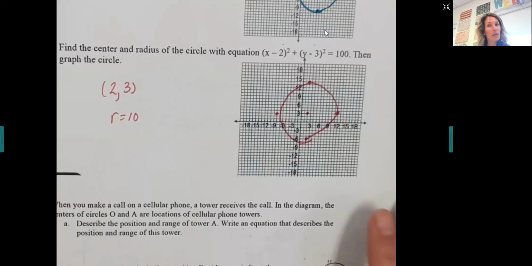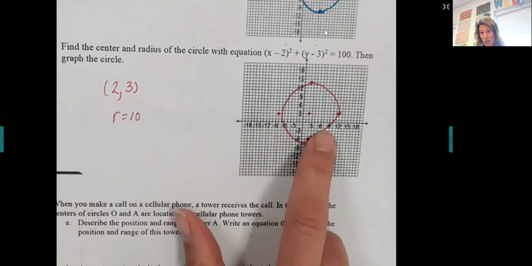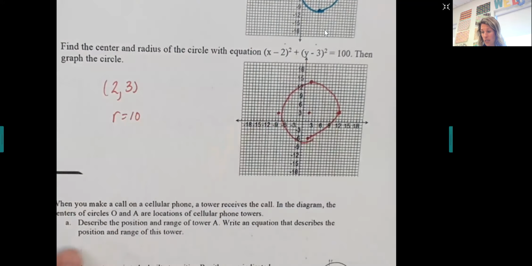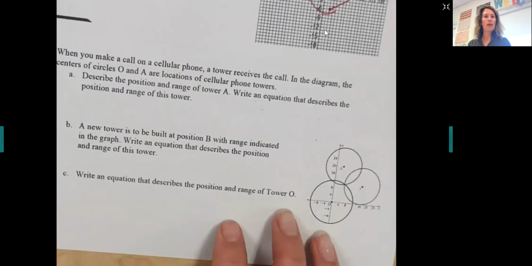All right, so I didn't connect my dots that well. No worries. Here's things that are important. I graphed it at 2, 3, to +2, +3. You should be able to see that my radius is 10, and then I did that. All right, our last one.